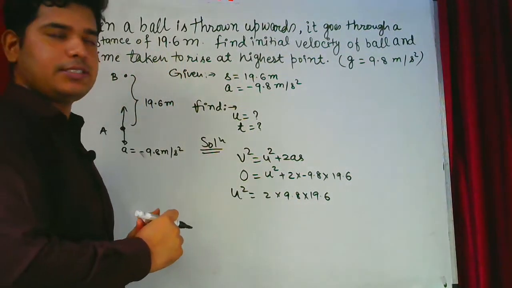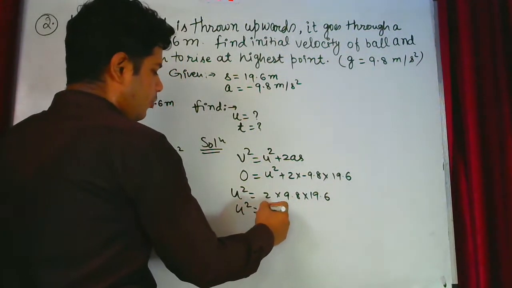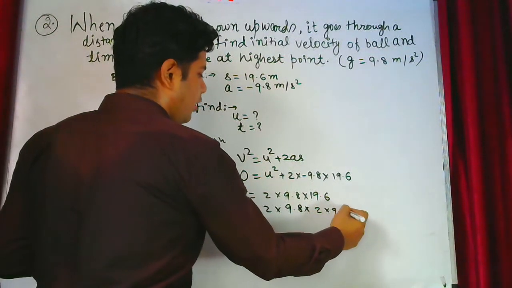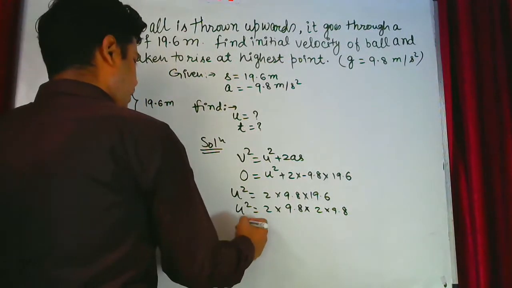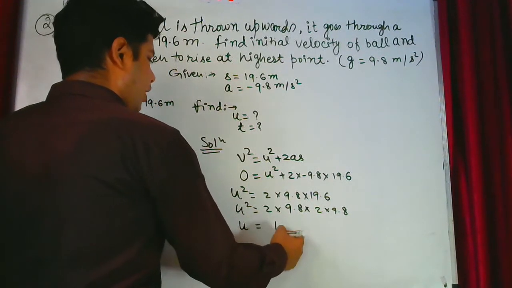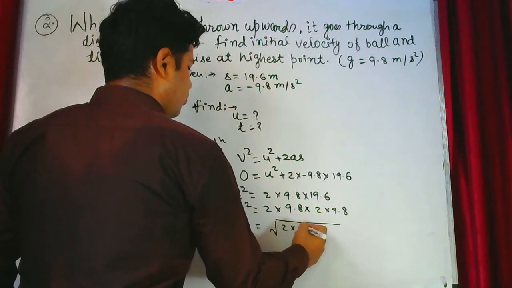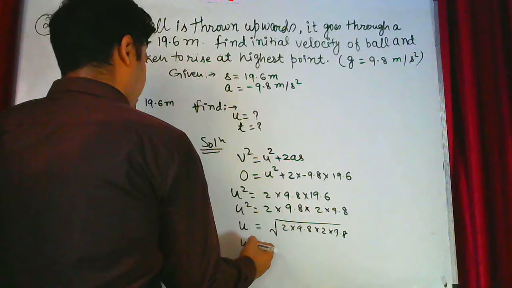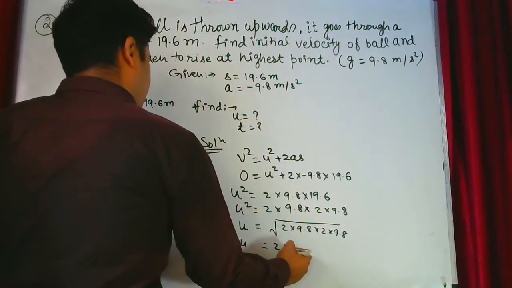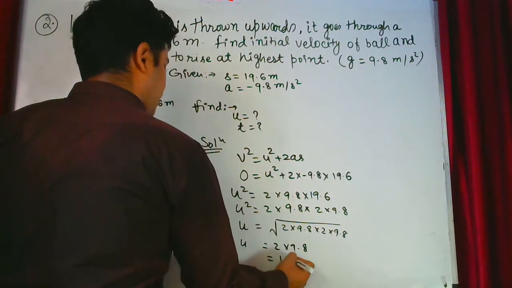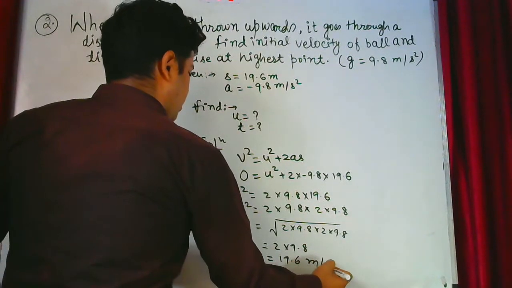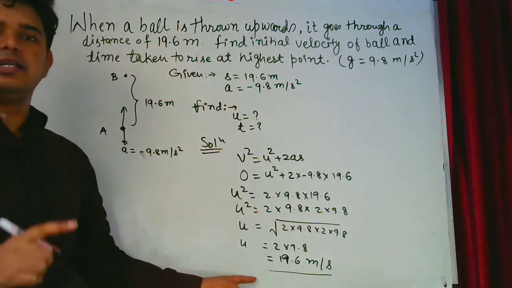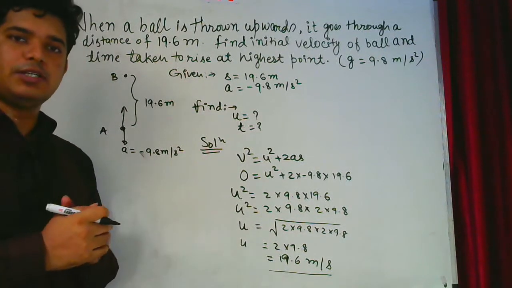Now how to solve this smartly? I am going to write 19.6 as 2 into 9.8. Then u becomes the square root of 2 into 9.8 into 2 into 9.8. Taking the value of u, it becomes 2 into 9.8, which is 19.6 meters per second. So this gives us the initial velocity of this ball.